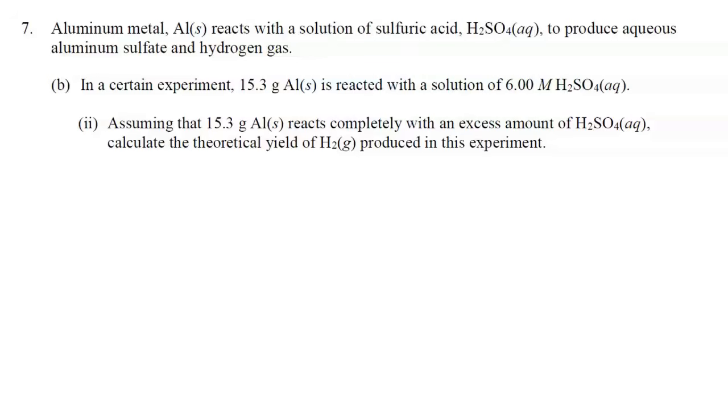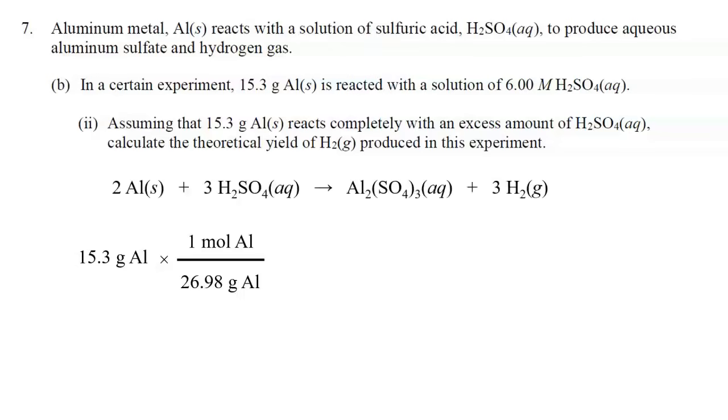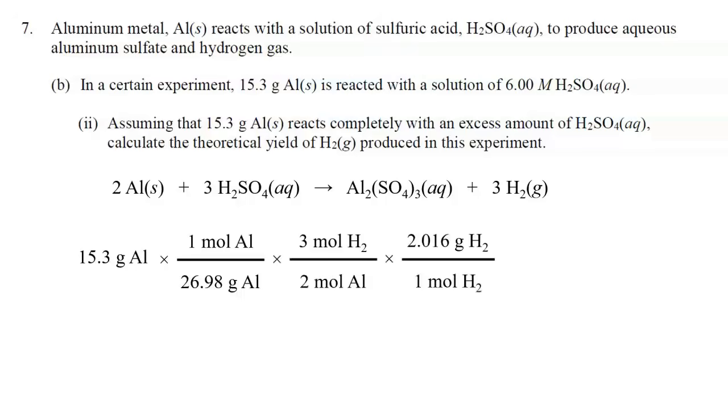The reason why it's a 3-step conversion is that first we go from grams of aluminum to moles of aluminum using the periodic table. Then we go from moles of aluminum to moles of hydrogen using the coefficients in the balanced chemical equation. So 3 moles of hydrogen are produced for every 2 moles of aluminum that are consumed. And then we finish off with another step, which is the periodic table. The molar mass of hydrogen is 2.016 from the information in the periodic table.